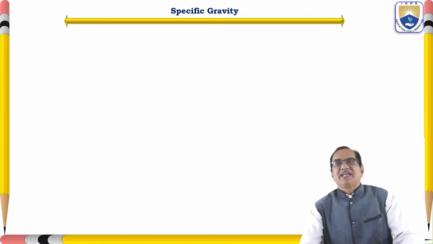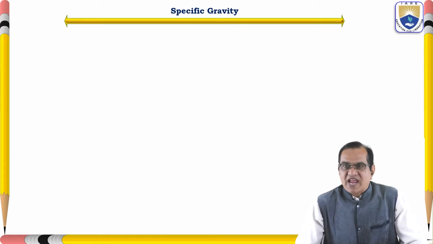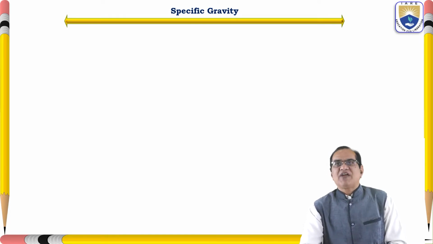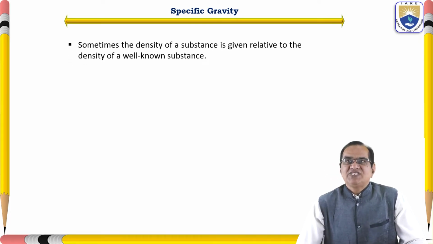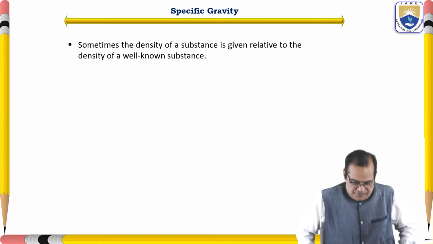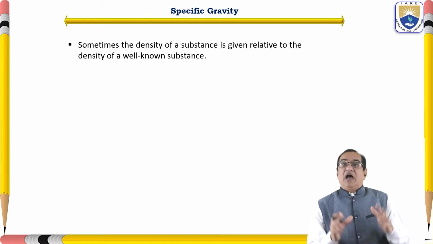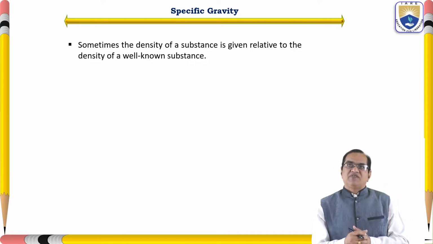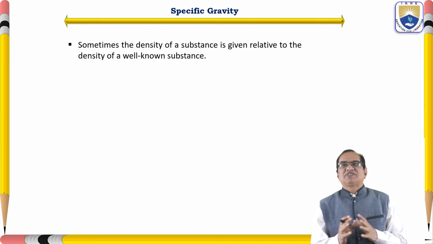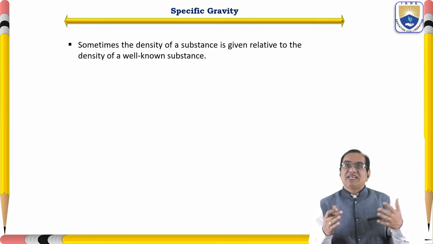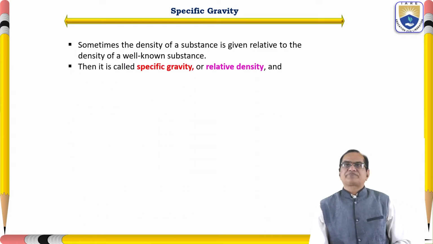Now I will discuss the next topic, which is specific gravity. So what is the specific gravity? Sometimes the density of a substance is given relative to the density of a well-known substance. Sometimes we have to relate with some other properties. So that time we need the specific gravity. So sometimes the density of a substance is given relative to the density of a well-known substance. Then it is called the specific gravity or relative density.